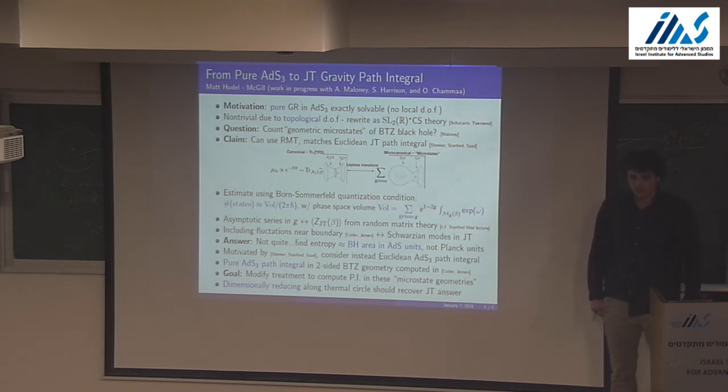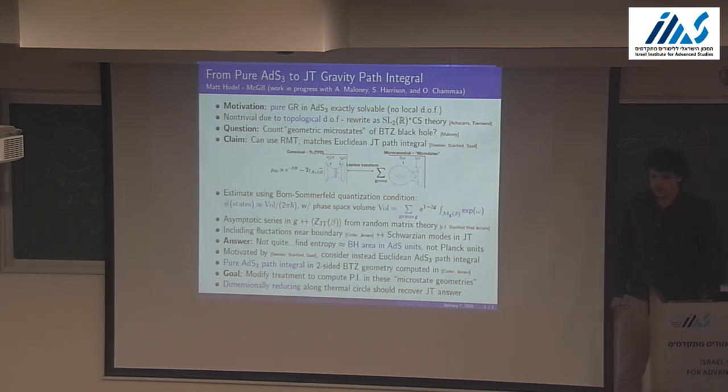Today I want to tell you something about pure gravity in AdS3 and its relation to the Euclidean Jackiw-Teitelboim path integral. As motivation, pure gravity in AdS3 is more or less exactly solvable. There are no local degrees of freedom. Another way to say that is there are no propagating gravitons. But it's still a non-trivial theory due to topological degrees of freedom. In particular, we can recast it as an SL(2,R) Chern-Simons theory. I'll come back to this asterisk if there's interest and time at the end.